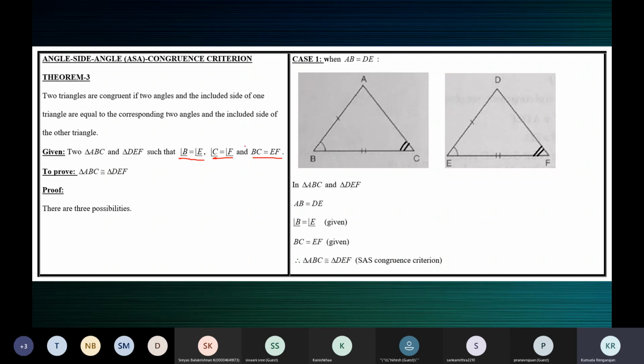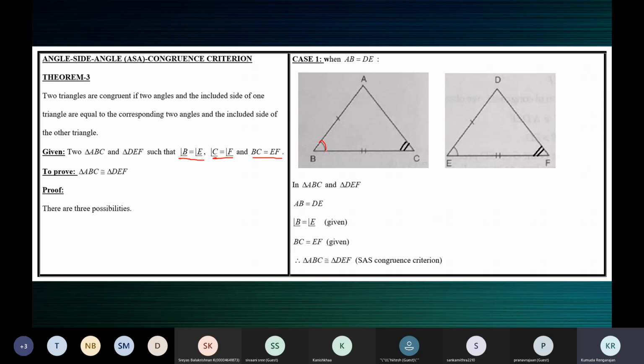Okay, so now to prove this, we'll have three cases. We have to show that the triangles are congruent using SAS only, because we know only that. We have performed an activity and understood that SAS is a valid congruence criterion. So we take up the two triangles, the first case being to use SAS.